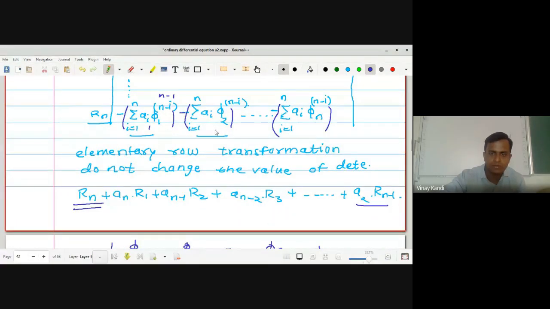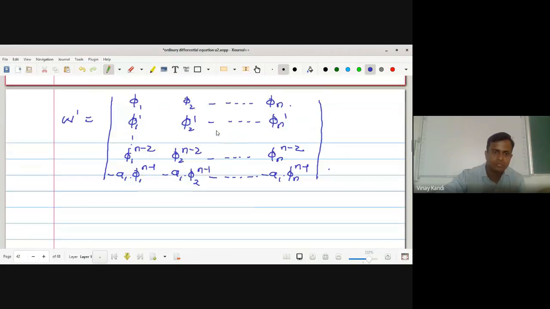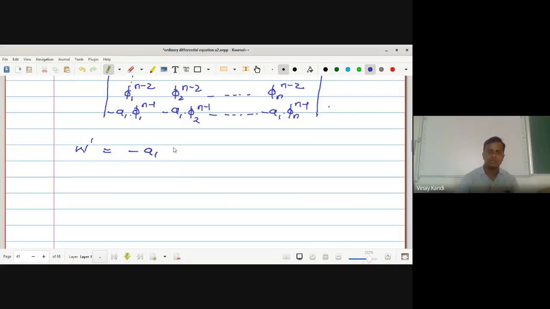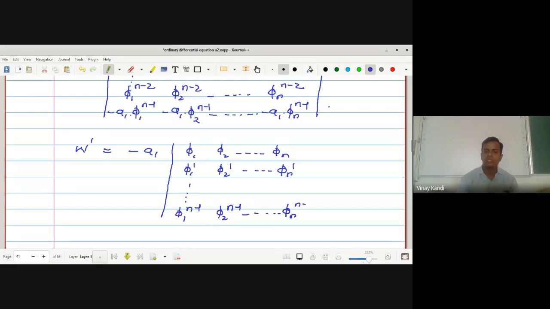Okay, with minus sign. So this gets W dash, which is equal to minus a1 common, taking the minus a1 common from the determinant. So here we get phi 1, phi 2 up to phi n; phi 1 dash, phi 2 dash up to phi n dash; at last phi 1 raised to n minus 1, phi 2 raised to n minus 1 up to phi n raised to n minus 1. Which is nothing but minus a1 into W.